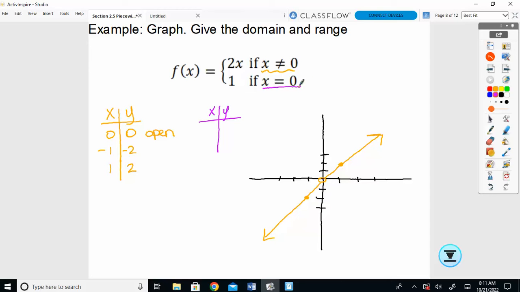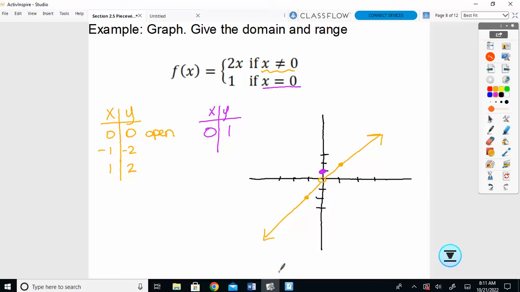The second piece says 1 if x equals 0. So the only thing I can plug in here is 0, and we get out 1. So that's just a single point. So this one, we just have a line with 1 point removed.